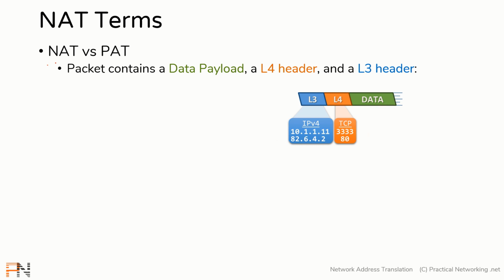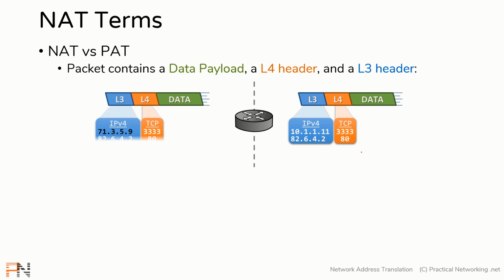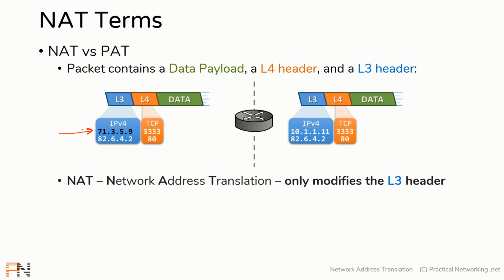The words NAT and PAT have to do with which parts of this packet are being translated. For example, if as this packet crosses a router, the only thing that changes is the layer 3 address, you have what's known as a NAT. NAT stands for Network Address Translation, and if a packet is being translated and only the layer 3 header is modified, you have a NAT.